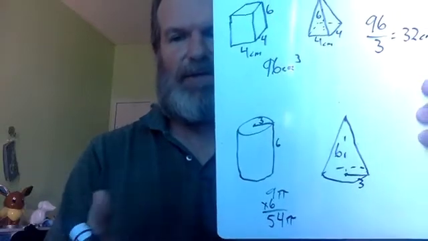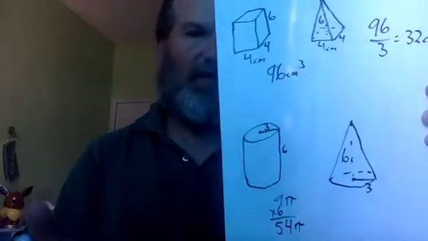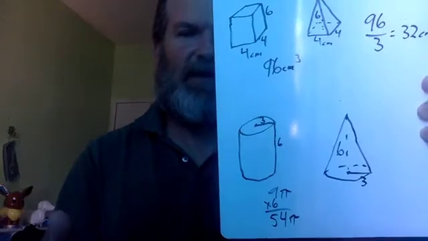Now the cone has the same dimensions, so you're going to get 54 pi again, 9 times 6, but it's 1/3 of that. 54 divided by 3 is 18. So it's 18 pi inches cubed.